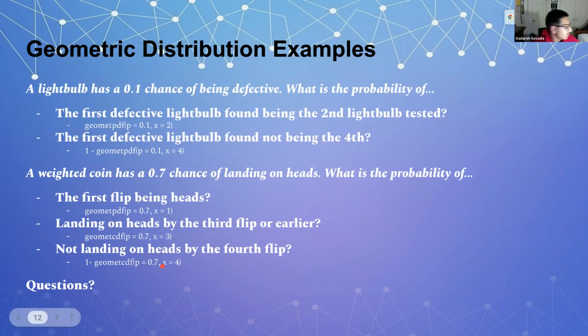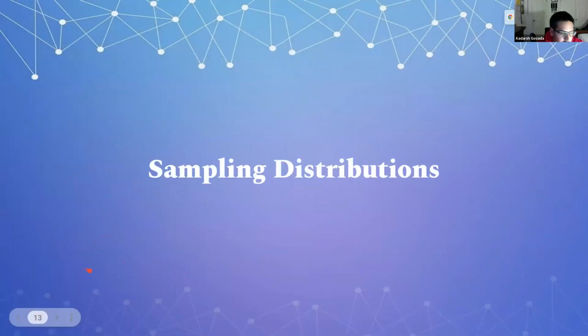So anyway, I'm going to try to wrap this up as quickly as possible. So that is it for probability.